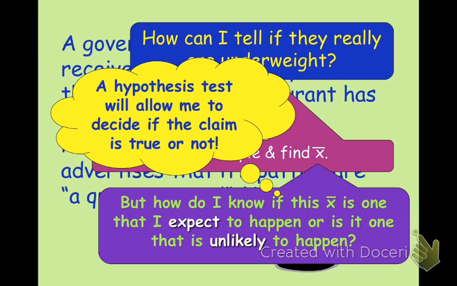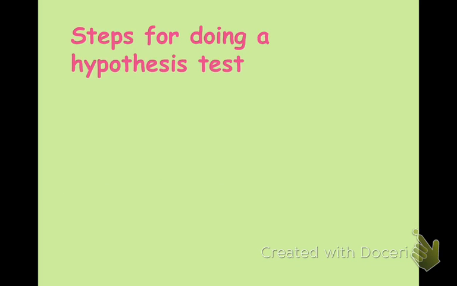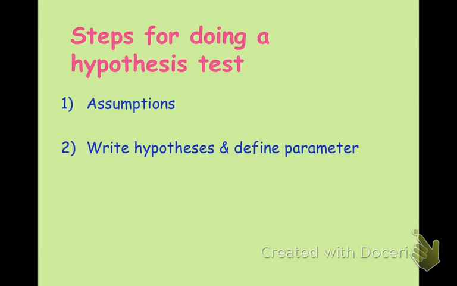So how do we do a hypothesis test? Let's recap the steps for doing a one sample hypothesis test for means. The first thing we need to do is to check our assumptions. The second, write our hypotheses, and don't forget to define your parameter. Lots of people keep forgetting to define the parameter. If you're using a symbol, you have to define what that symbol represents in the context of the problem.